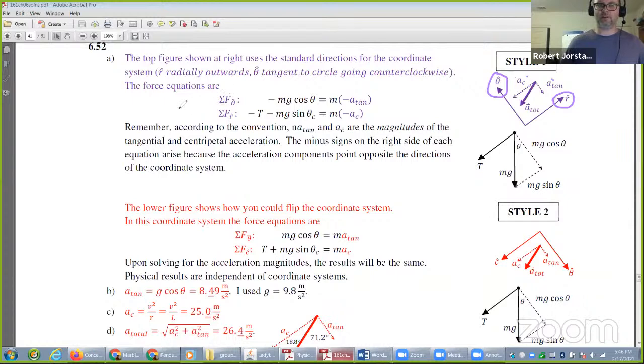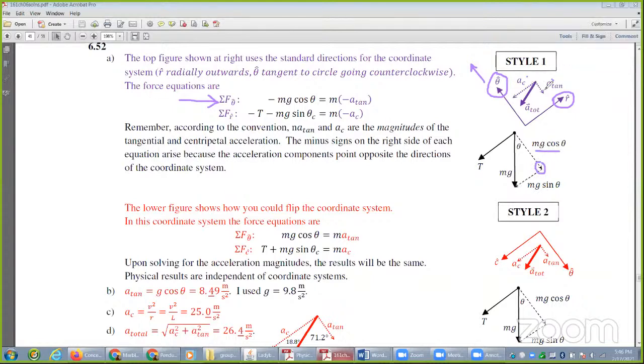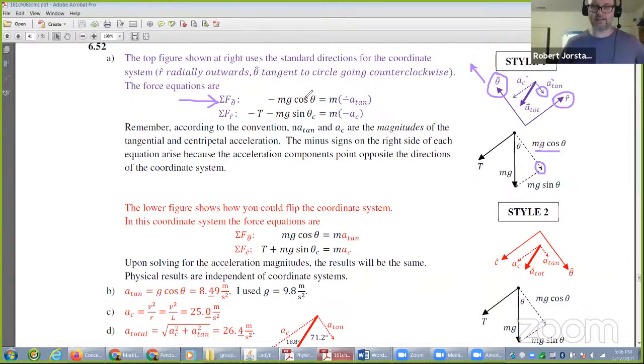Let's look at these purple equations here. Start with the theta hat. We said this is positive theta hat. This would be negative. And that's it. There's only one force in the theta hat direction. This is in the negative direction. That's where this minus sign and this minus sign come from.